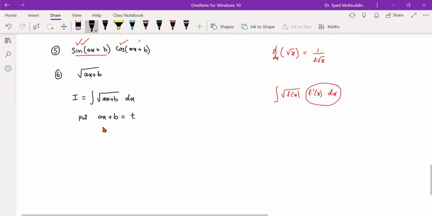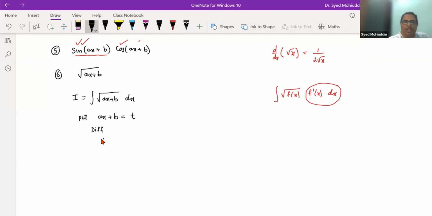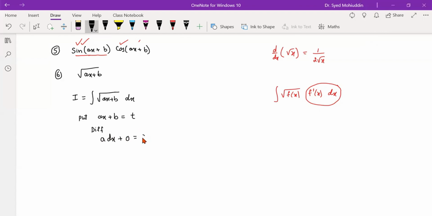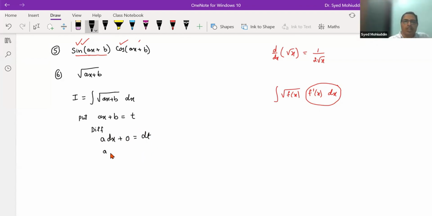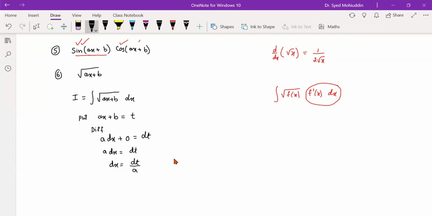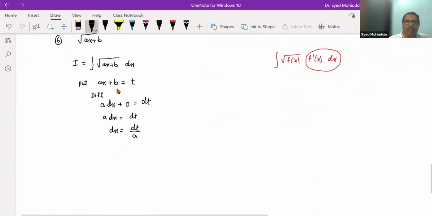So now if you try to differentiate this one, it is a into derivative of x, which is dx, plus b, the constant, will be 0. So this is equal to dt. So a into dx is equal to dt, or dx, I want only dx because dx is there over here. Just cross multiply, we'll be getting dt by a.